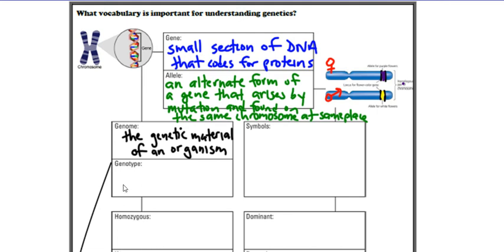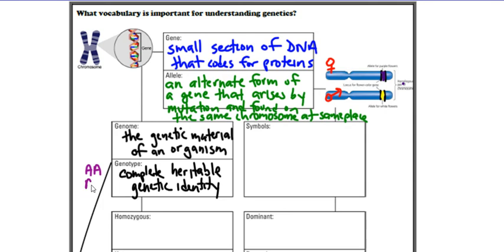Your genotype is the complete heritable genetic identity. So a pretty official definition. Your genotypes, I'm sure you've heard the words homozygous dominant, heterozygous, homozygous recessive. So we basically only have three types of your genotype.